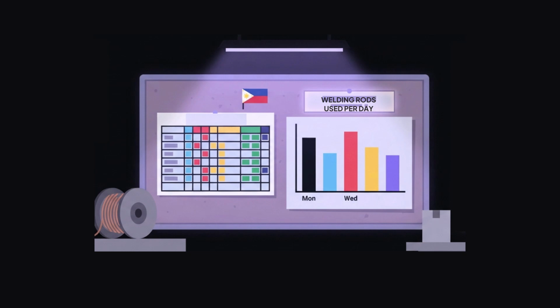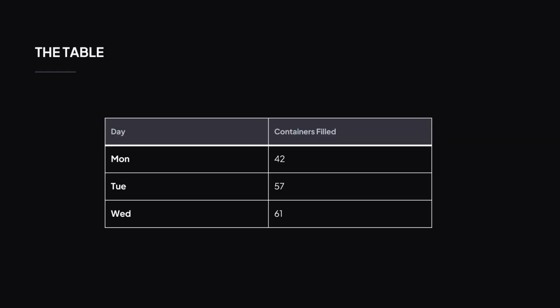Every table, chart, and graph has named parts that tell you where to look. By the end of this video, you can name the parts of any table, chart, or graph. Naming the parts is how you get and find the numbers fast. The table. A table gives every number an address.